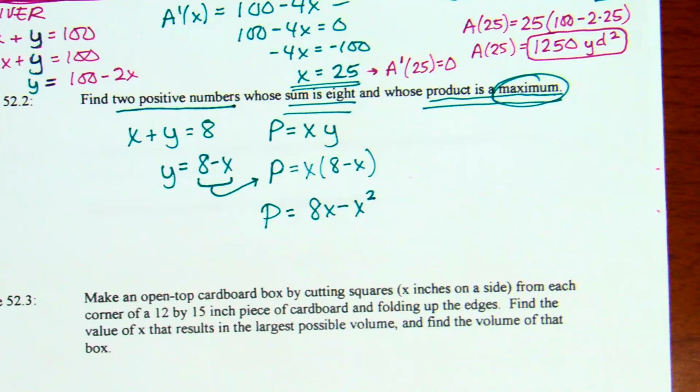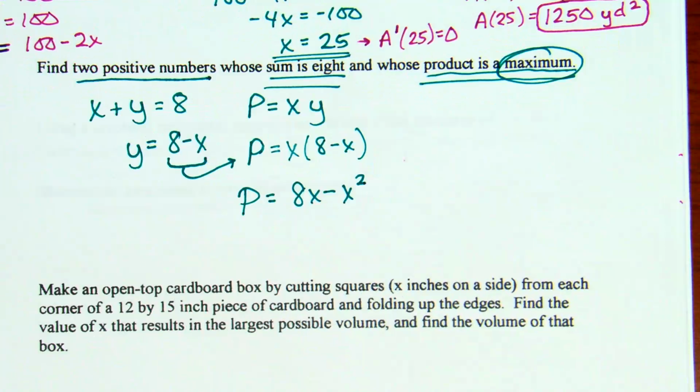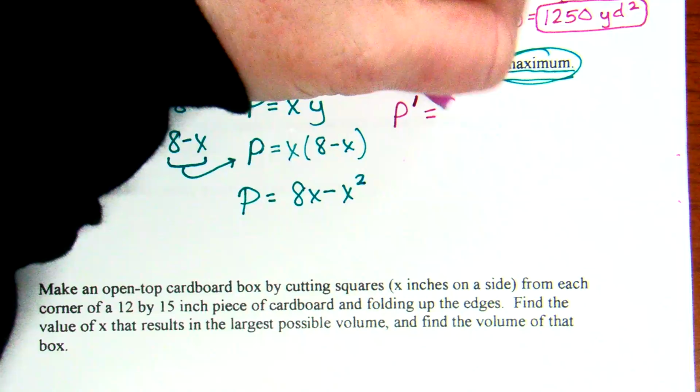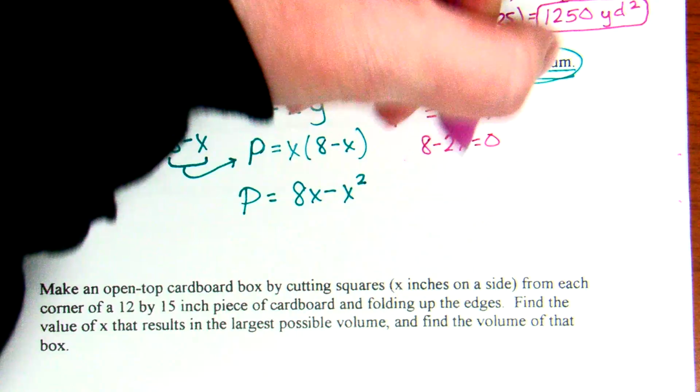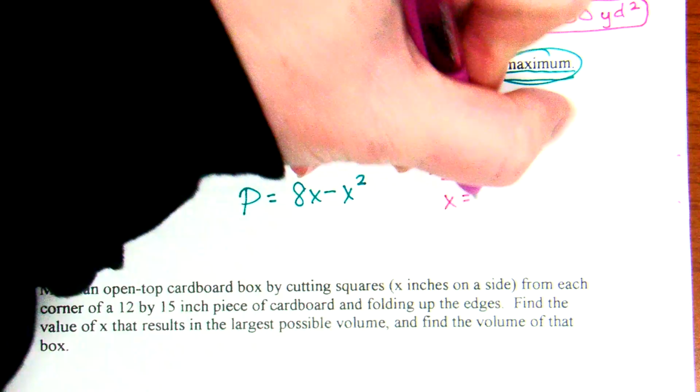Now what? Yeah, we've got to do the derivative. We've got to find our min or max. So, P prime, what is the derivative of 8x minus x squared? 8 minus 2x. What do I do with that derivative? Set equal to 0. So 8 minus 2x equals 0. Negative 2x equals negative 8. X equals 4.